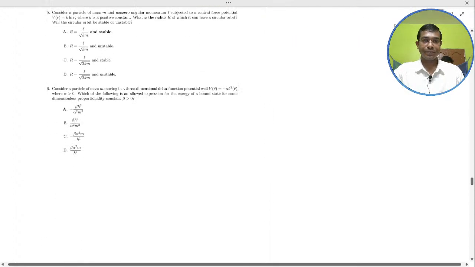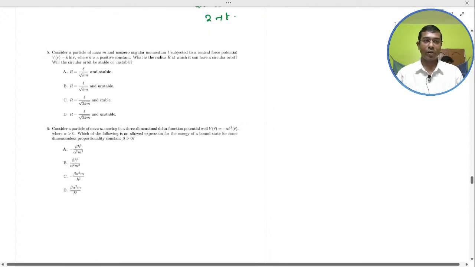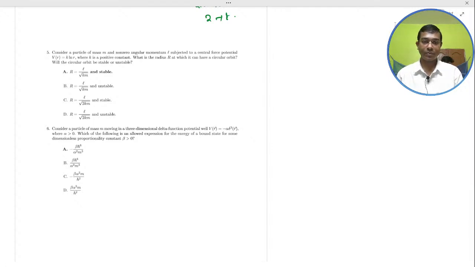Next, question number 5. Consider a particle of mass m and non-zero angular momentum L, subjected to a central force potential V r equal to k ln r, where k is a positive constant. What is the radius r at which it can have a circular orbit? Will the circular orbit be stable or unstable?